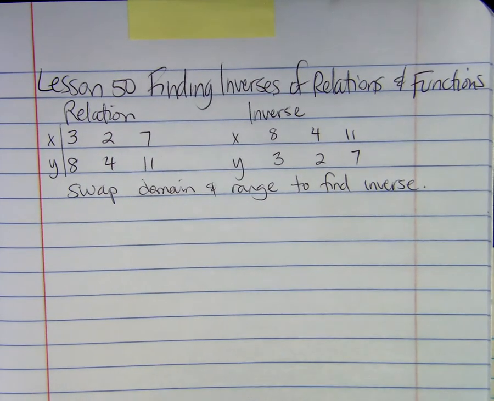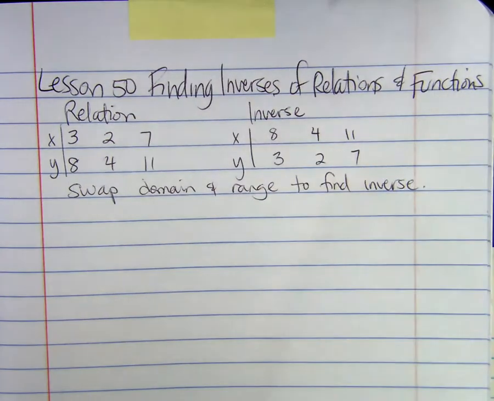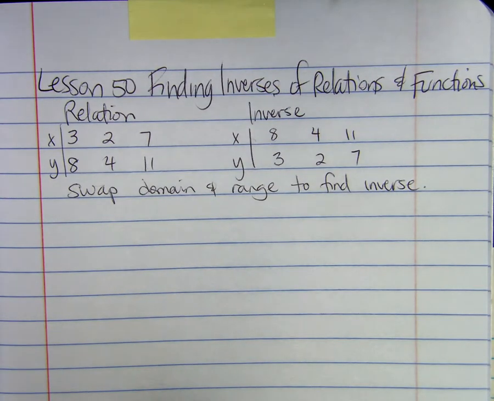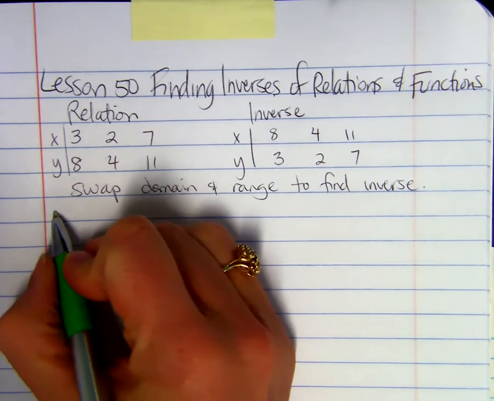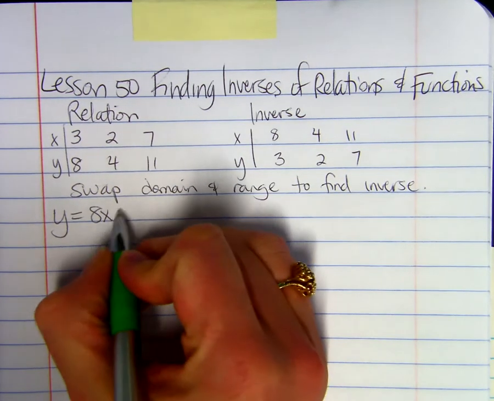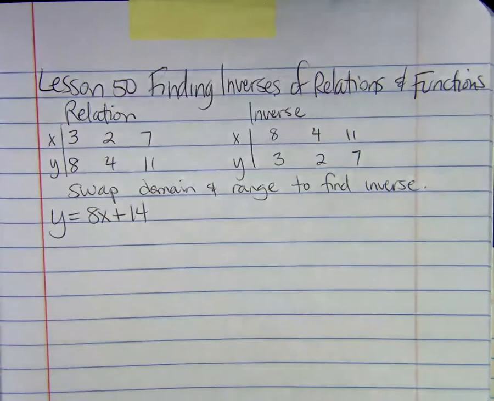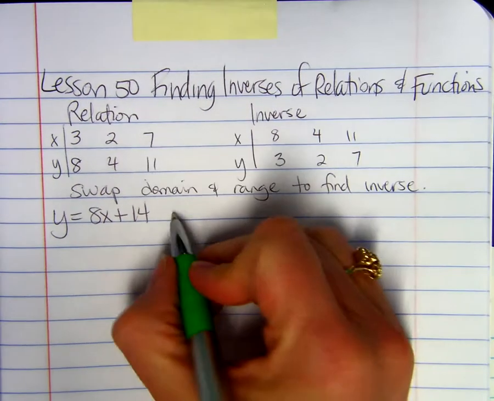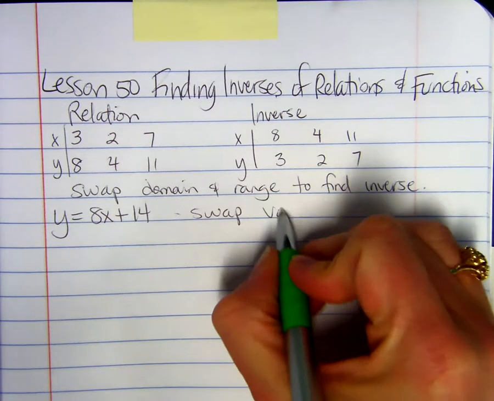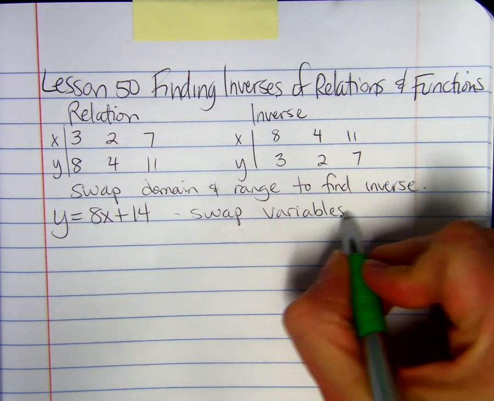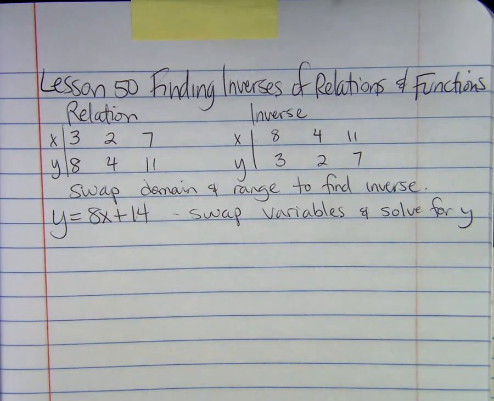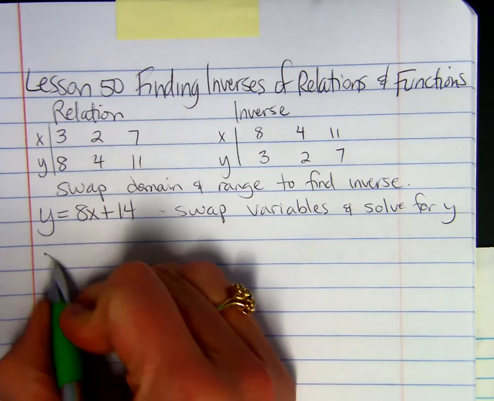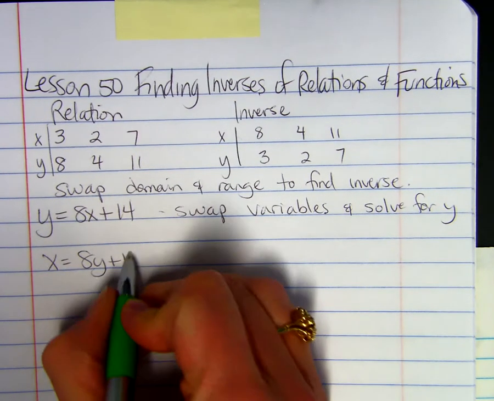If you have, say, an equation that you want to find the inverse of. So let's say we have the function y equals 8x plus 14. If you want to find the inverse, you swap the variables and solve for y in this case. So we would do x equals 8y plus 14.